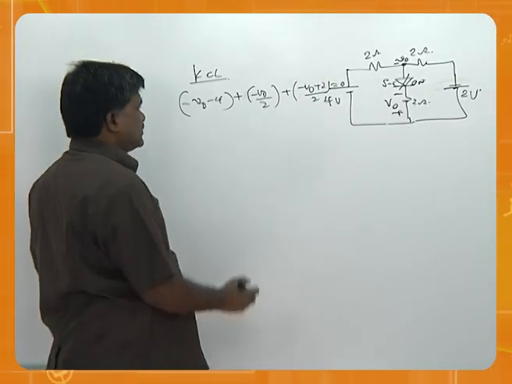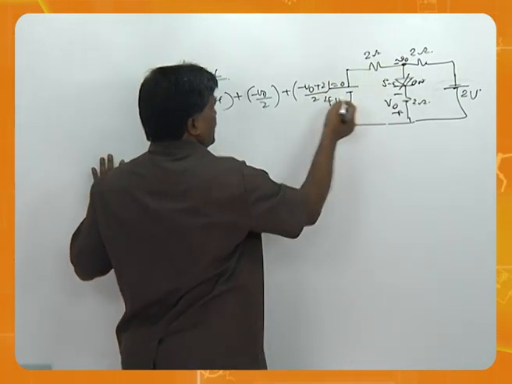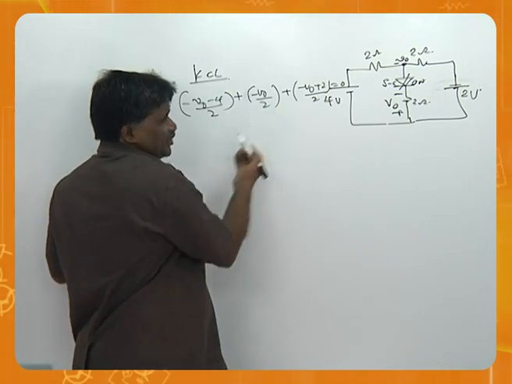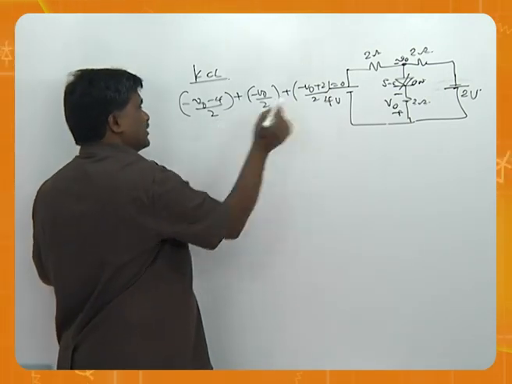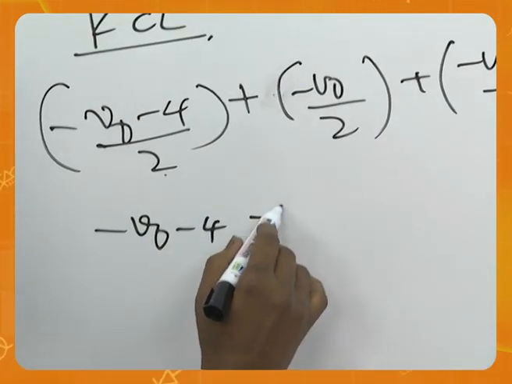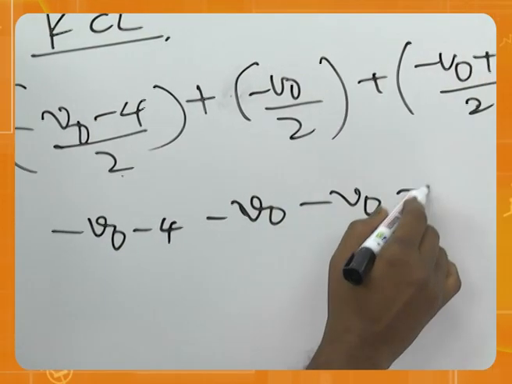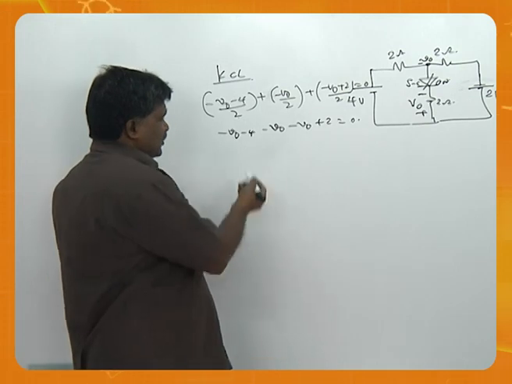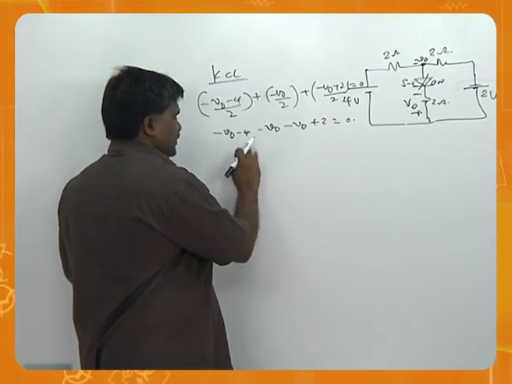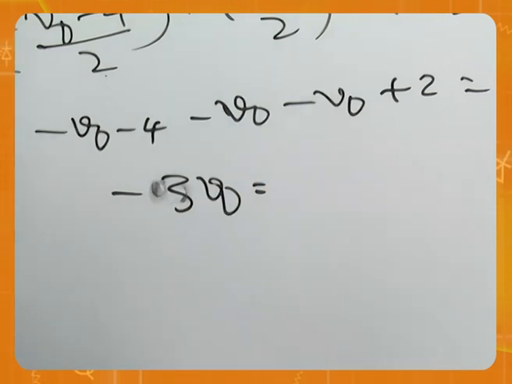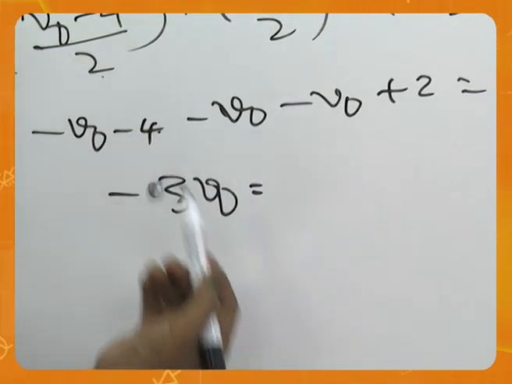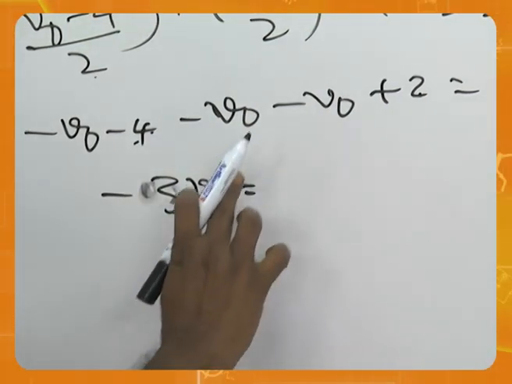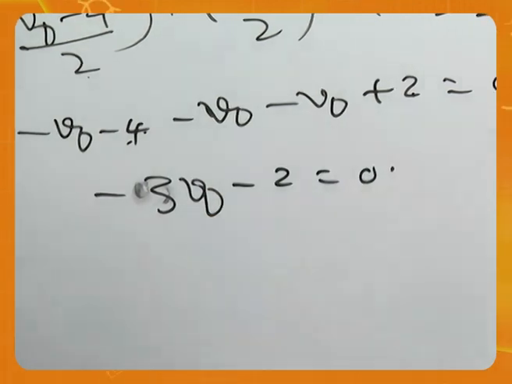This is minus V0 by 2. Always very easy to understand. These two things are the same, the LCM is the same, so I can easily ignore that and say minus V0 minus 4 minus V0 minus V0 plus 2 is equal to 0. Now calculate how much is there. 3 V0, so minus 3 V0. And this is minus 4 plus 2. How much will it become? It will become minus 2 effectively.